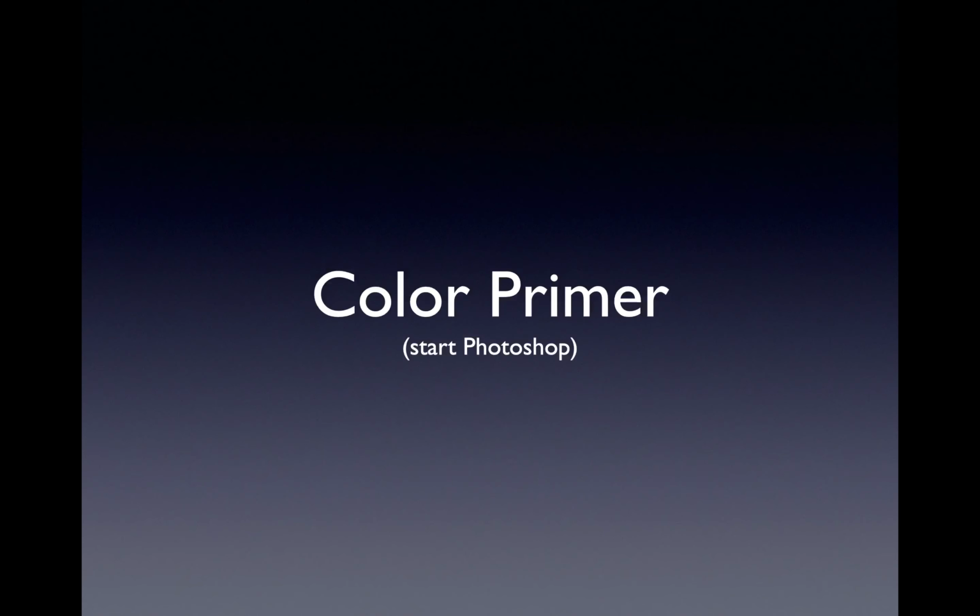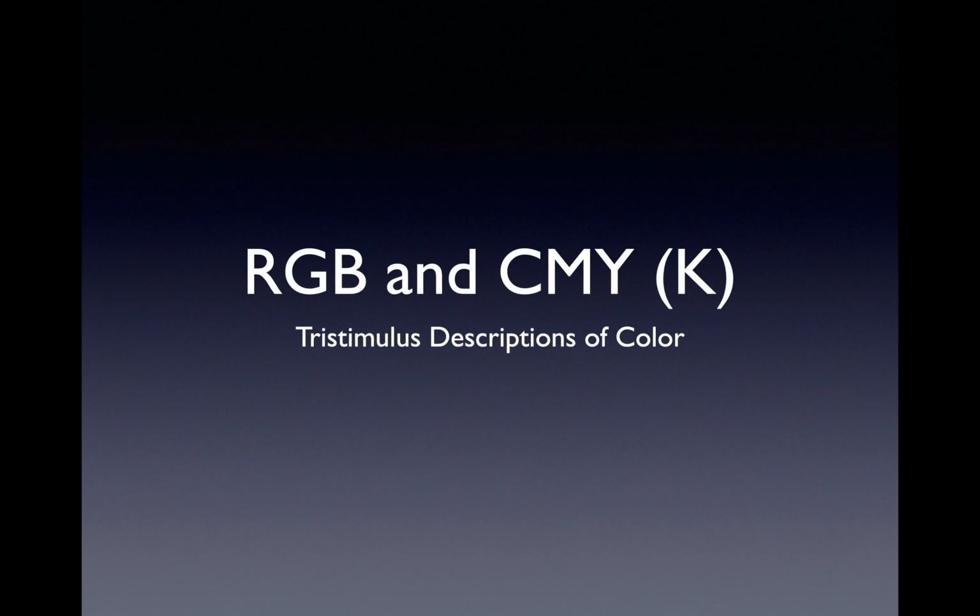Okay, I need everybody to fire Photoshop up though. We are going to do a little bit of work in Photoshop just so that you guys can make references and some visual references to what I'm really talking about. So fire Photoshop up and then actually watch this screen for just a second. So we are going to start talking about RGB and CMY. K is in the parentheses here. We'll talk about why that is in just a second.